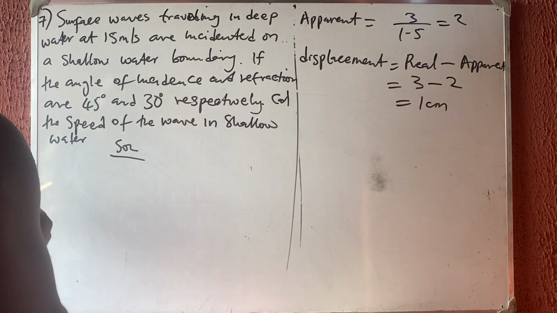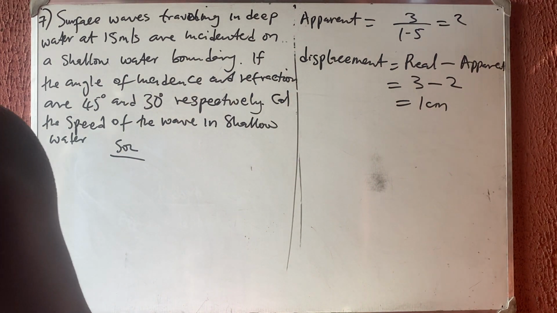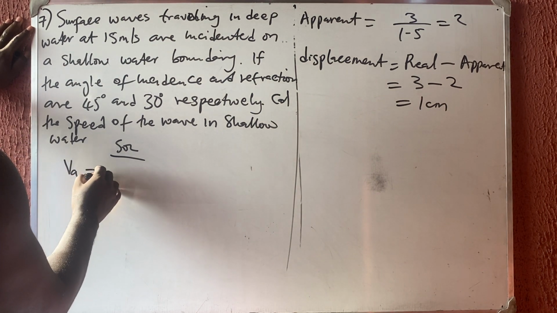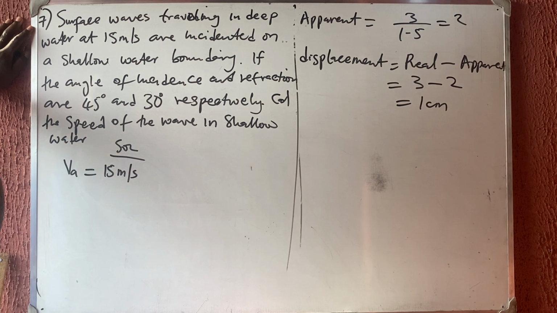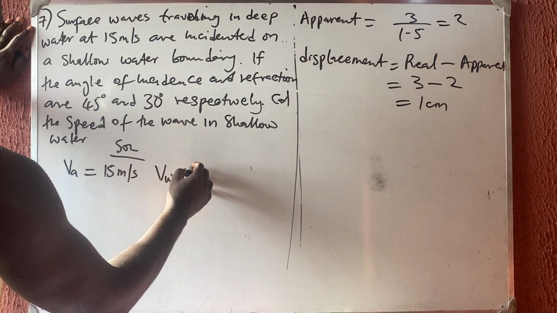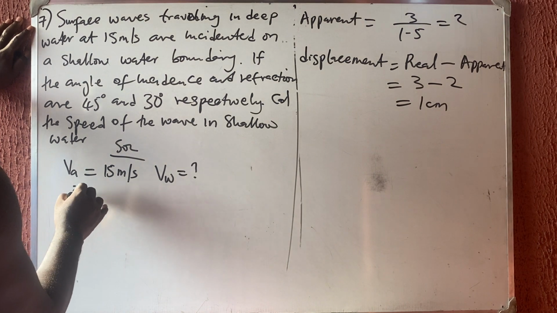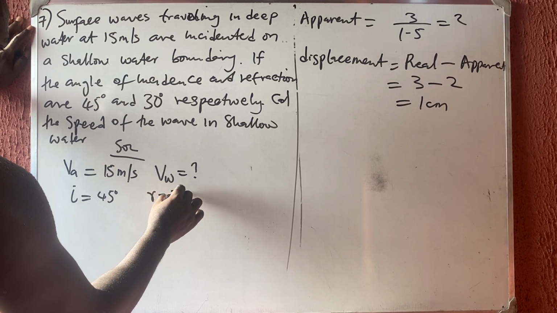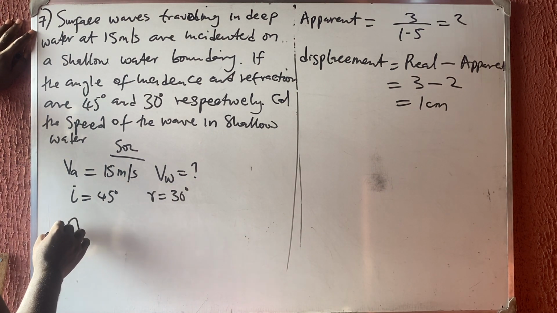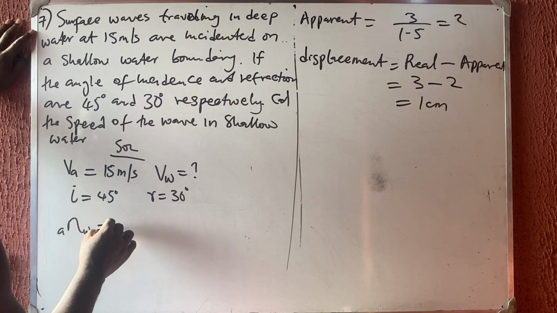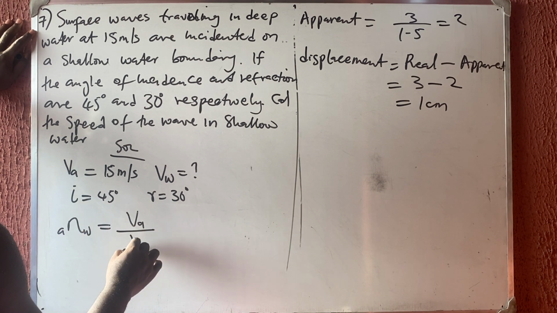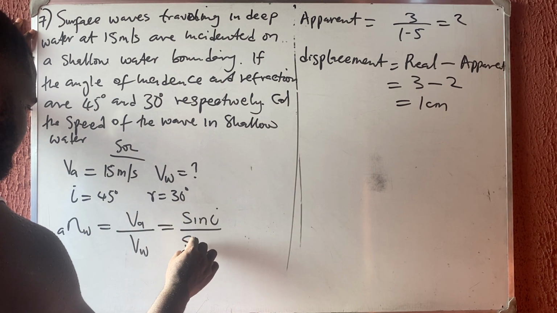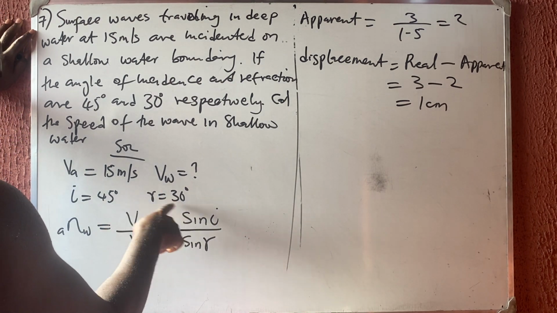Solution. Now this is very, very simple. They say surface wave traveling at a speed of this, so this is the speed in air, which is 15 meter per second. The speed in the shallow water is what we don't know. But we know the angle of incidence they gave us is 45 degrees, and the angle of refraction is 30 degrees. There's a formula that says n from air to water is equal to velocity in air over velocity in water, which is equally equal to sine of incidence over sine of refraction.